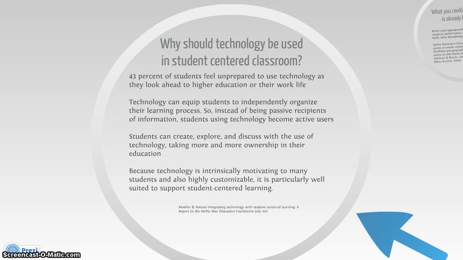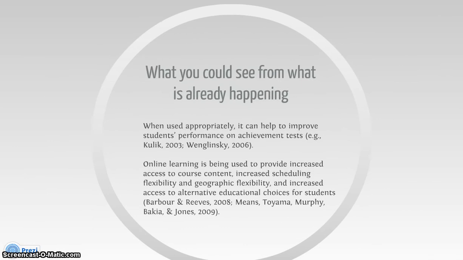Because technology is intrinsically motivating to many students and also highly customizable, it is particularly well suited to support student-centered learning. And so what I want to look at is what's already going on. When used appropriately, it can help improve students' performance on achievement tests. And online learning, like if you've been in college, you probably have had an online course, is already occurring in secondary schooling. Online learning is being used to provide increased access to course content, increased scheduling flexibility and geographic flexibility, and has increased access to alternative education choices for students.